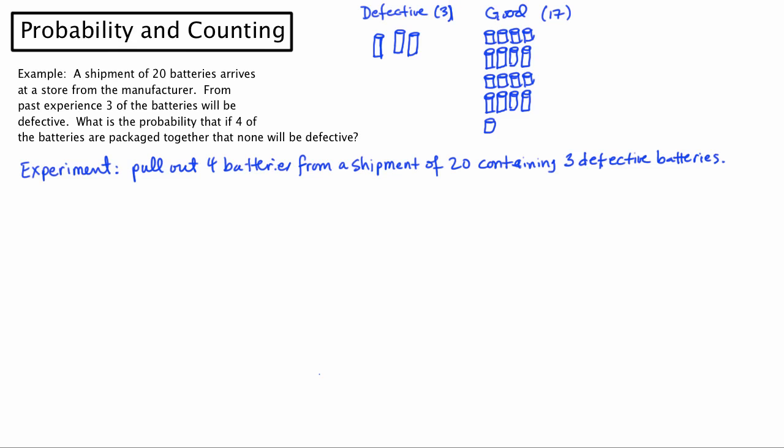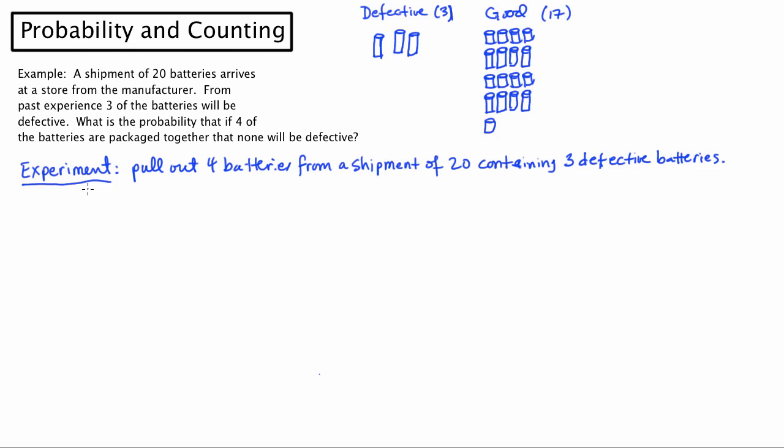Now this doesn't represent our sample space, but it represents sort of the foundation for the experiment that we're doing. It's just like if you're rolling a die, you need to know that the die has 6 sides. Here we're looking at the batteries. We need to know 17 of them are good and 3 of them are defective.